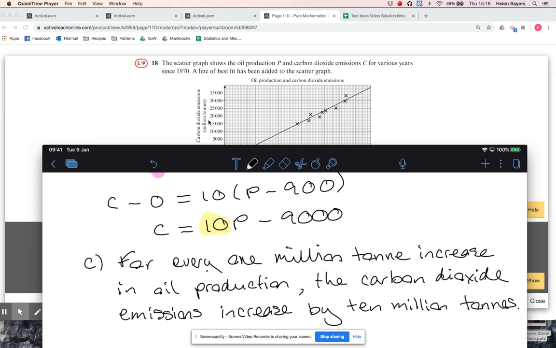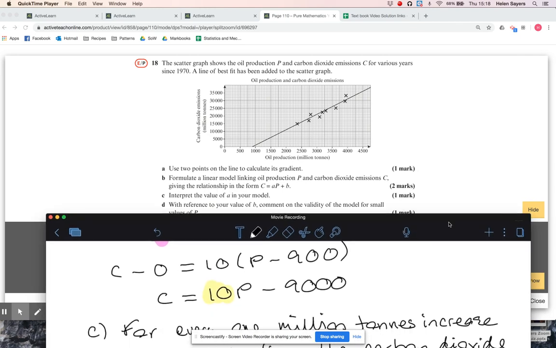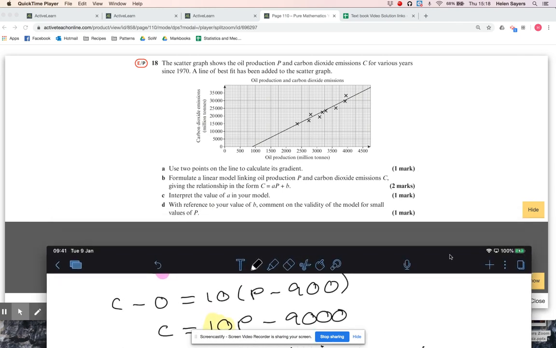tons. I mean, it would also hold, I guess, that for every 1 ton increase in oil production, the carbon dioxide increases by 10 tons. Should that have an S on it, for every 1 million? Yeah, it should be for every 1 million tons. So for every 1 million tons increase in oil production, the carbon dioxide emissions will increase by 10 million tons. Okay. But like I said, you'll actually practice that quite a lot in stats.